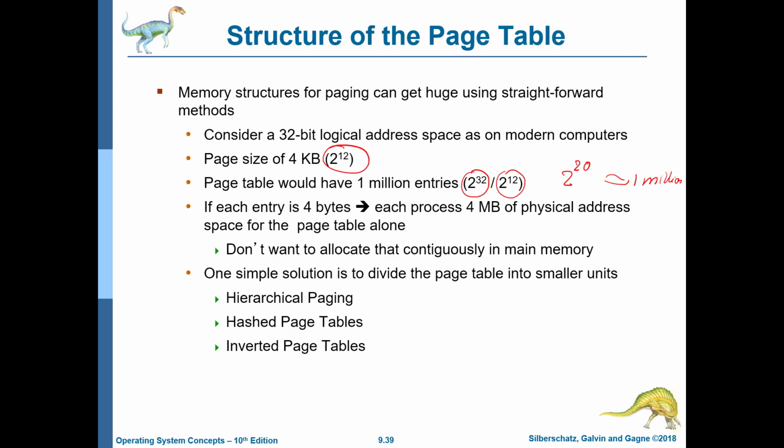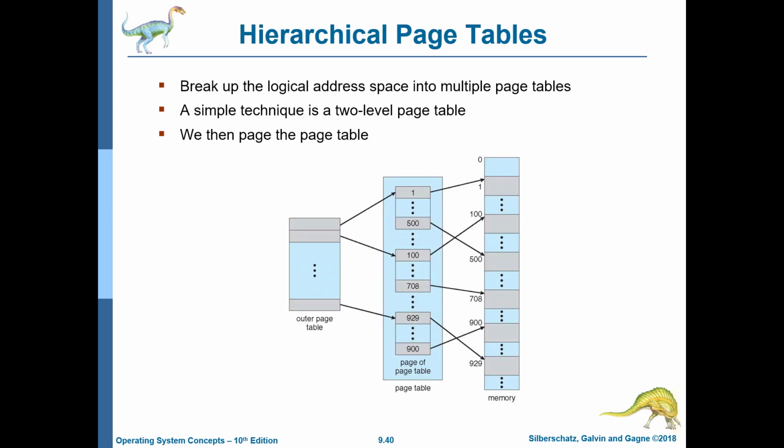If each entry is 4 bytes, we are talking of 4 MB of storage per process. Okay, this is important, per process, for just storing the page table. So if there are 100 processes, then we will require 400 megabytes, which is substantial. In terms of memory usage, this is substantial, and we don't want to waste this much memory in just storing page tables. So there are 3 ways of solving this. One is hierarchical paging, hashed page tables and inverted page tables.